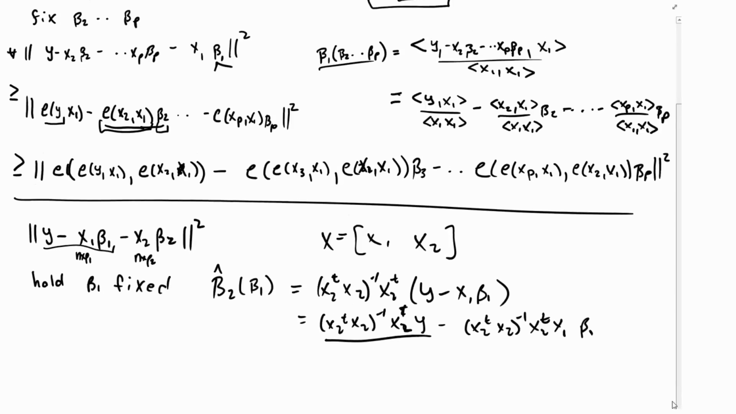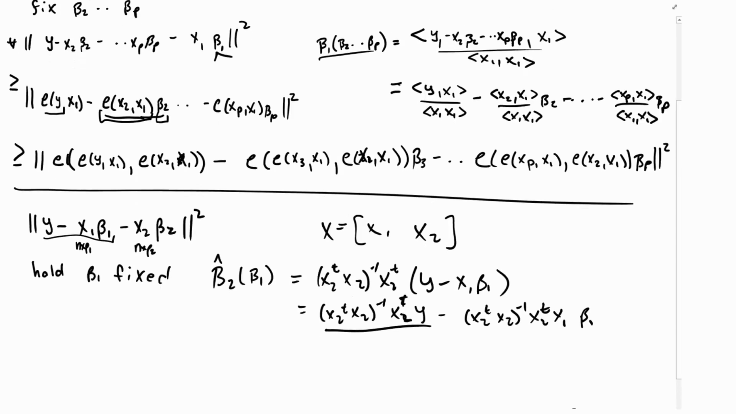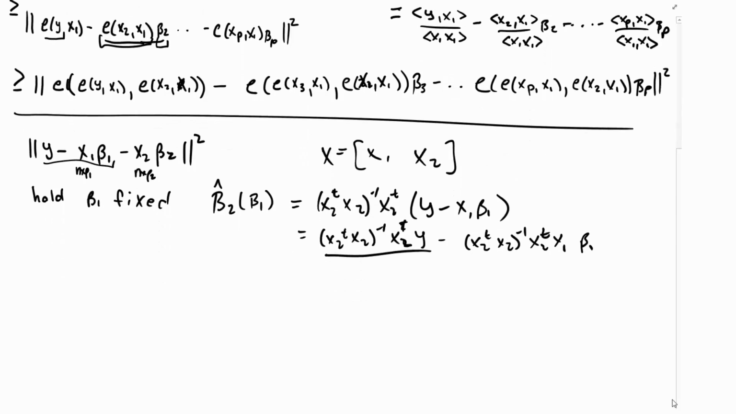Okay, so this term is the coefficient if I were to only have regressed x2 on y, and this is the collection of coefficients that I would get if I regressed every single column of x1 as an outcome and x2 as a predictor. When I plug this estimate back into here, into beta 2, what do I get?